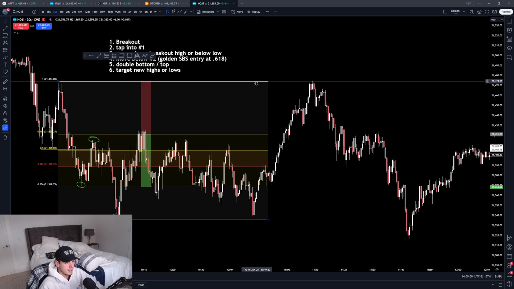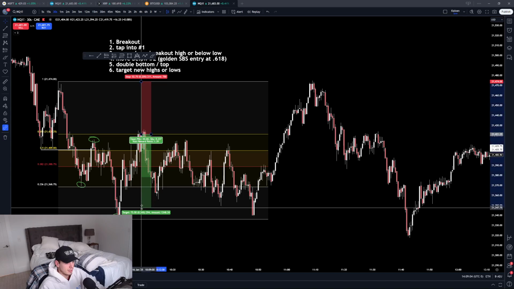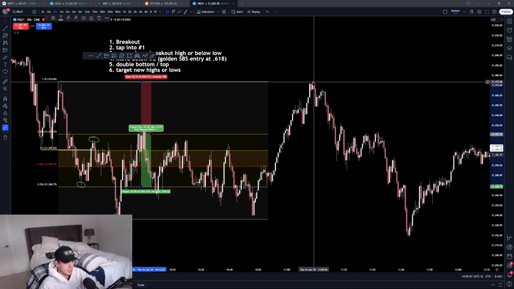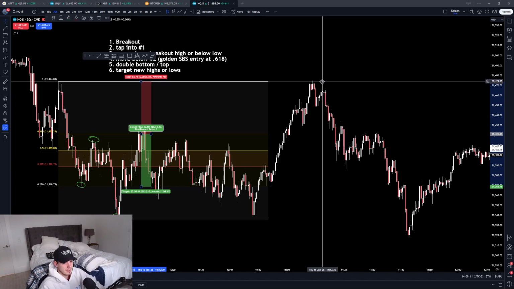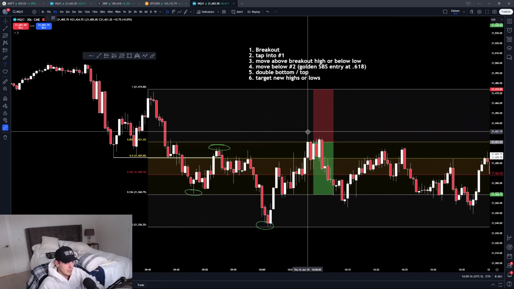And then you can leave runners down to the new lows, okay? Which actually it didn't hit, and then you would have gotten tagged out here. So depending if you put your stop a couple points above, but this is a perfect trade, okay?